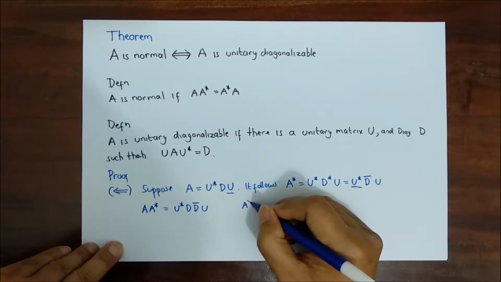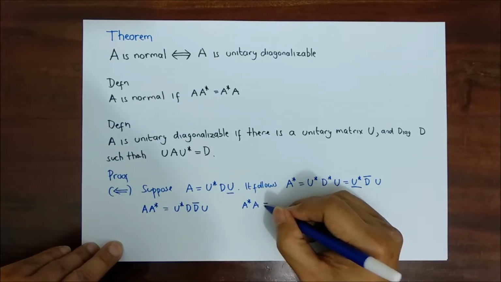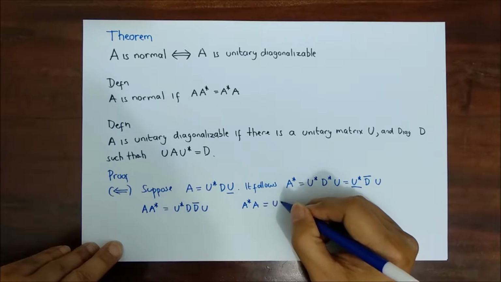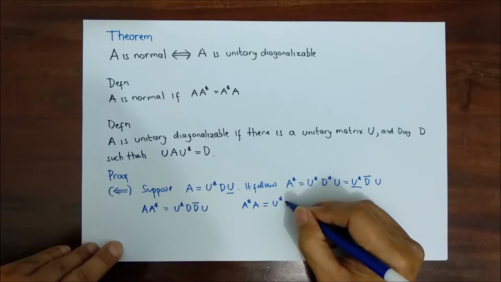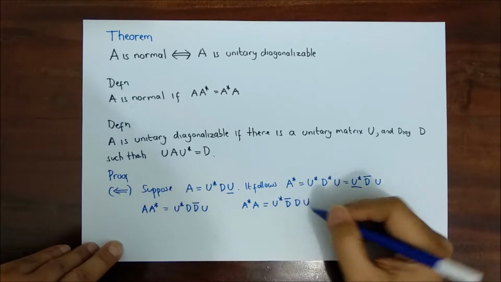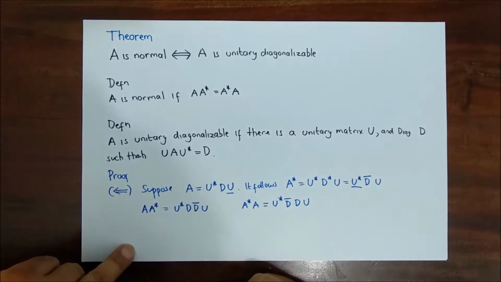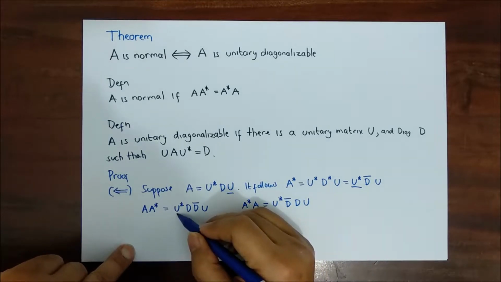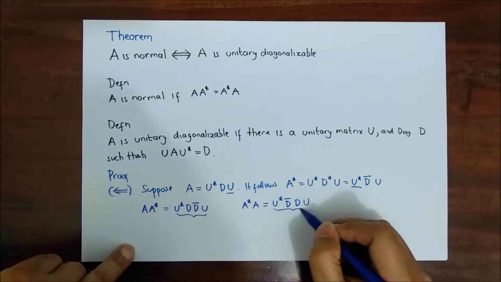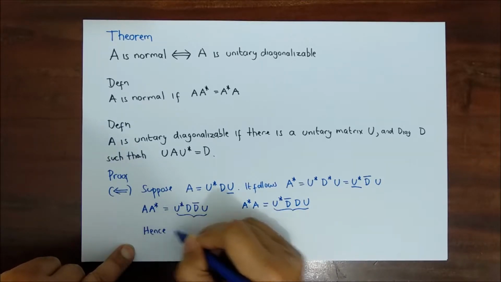And then if we do it in the other direction, A star A, we will have U star D bar D U. Well, actually you already see that they are equal, so we are done. Hence A is normal.